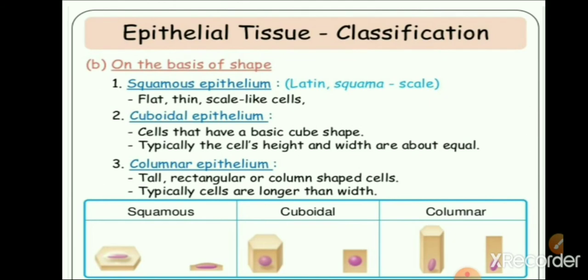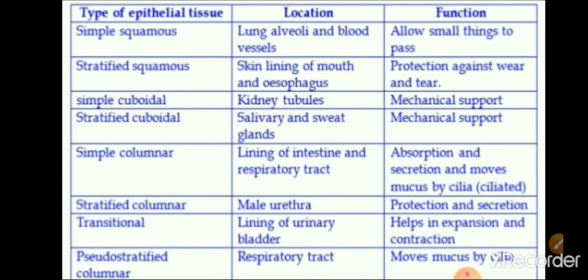On the basis of shape, epithelial tissue is of three types: squamous, cuboidal, and columnar. When the cells are square-like in shape, flat and thin, they are said to be squamous. When the cells have a basic cube shape, they are said to be cuboidal. When the cells are tall, rectangular, and column shaped, they are said to be columnar.